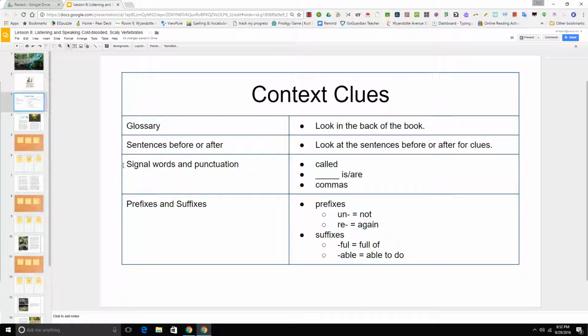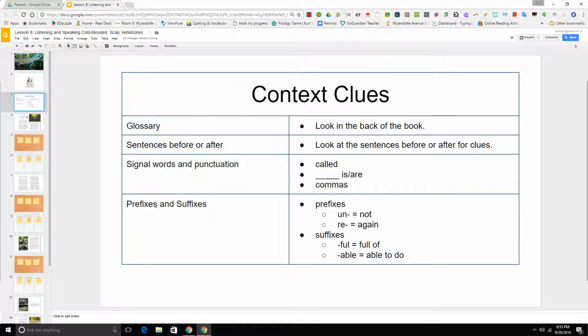Now here's some special signal words you might find in a sentence. Words like called, or when they say something is or are, and then they give an explanation afterwards. Or sometimes in stories, writers will just use a comma and then they'll give a little definition of a word so that you can keep going. We're going to practice some of these context clues today.